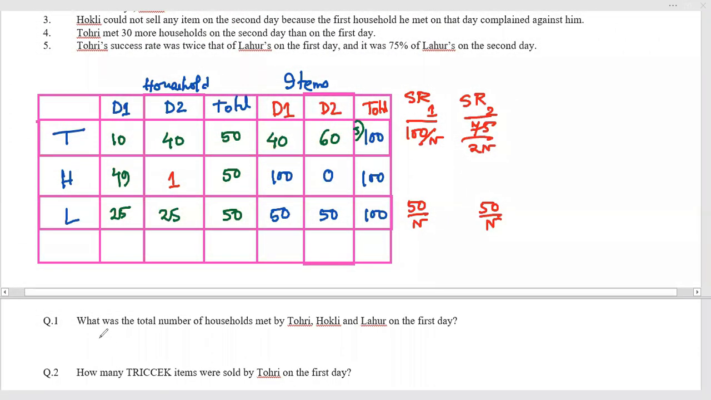Now let us get the first question. What was the total number of households met by T, H and L on the first day? It is nothing but 10 plus 49 plus 25, 35 plus 50 is equal to 85 minus 1. So it is 84. Answer. Second question: how many items were sold by T on the first day? It is 40. 40 is the answer.